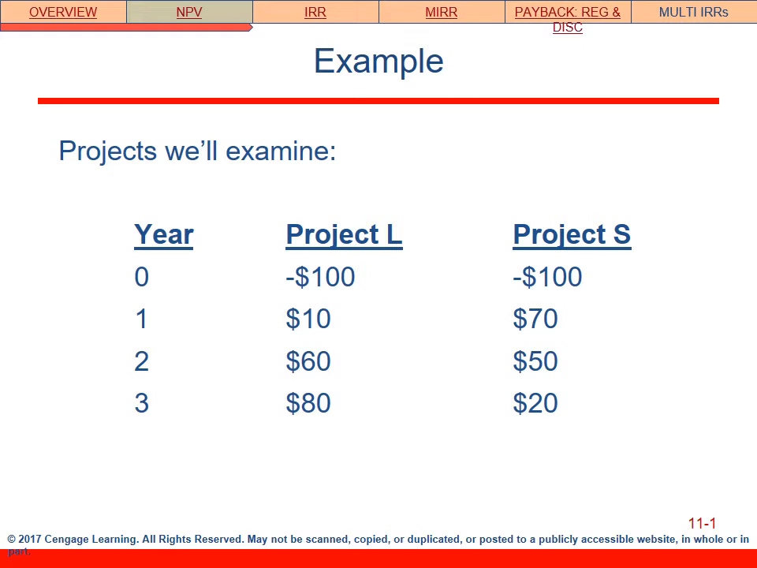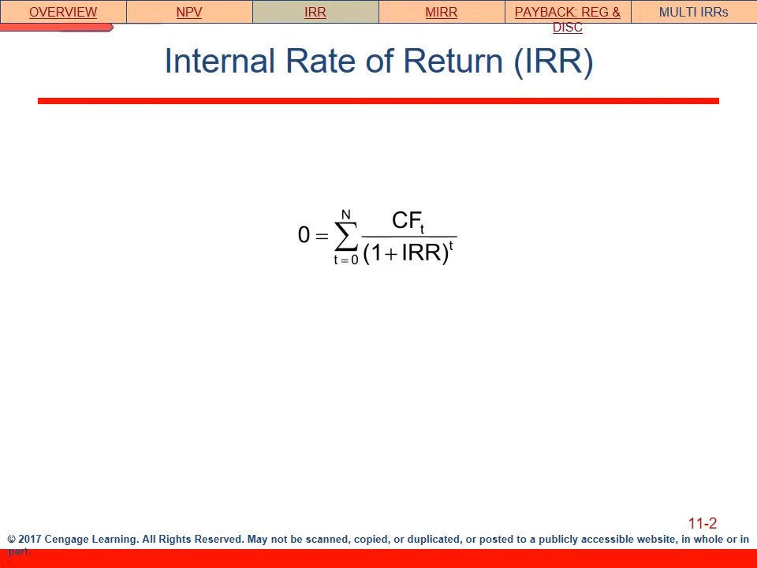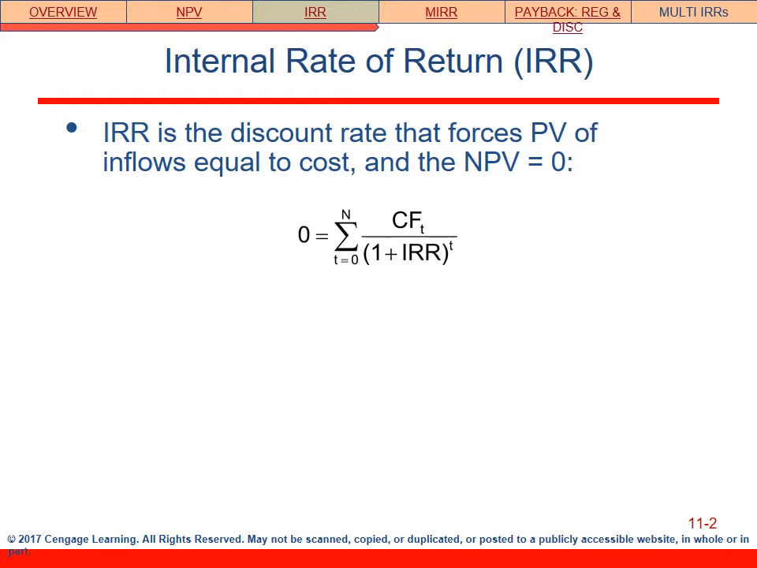Our final technique for evaluating capital budgeting projects is internal rate of return. So here are our two projects and their corresponding cash flows. What is internal rate of return? Internal rate of return is the discount rate that forces the present value of a project's inflows to be equal to the cost of that project. In other words, it's the discount rate where a project's net present value is 0.